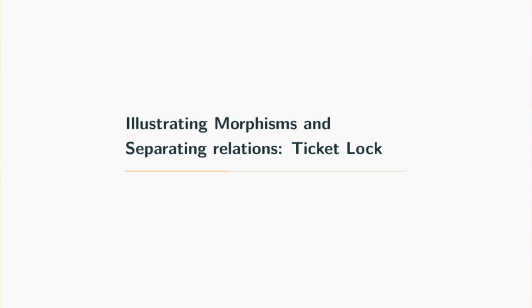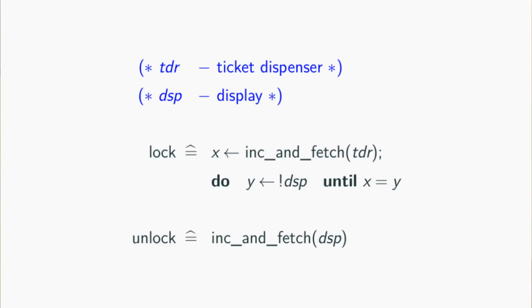Think of a simple example like a lock. There is a method, lock, that acquires the ownership. Say we choose the ticket lock algorithm due to Mellor-Crummey and Scott and inspired by Lamport's bakery algorithm. Ticket lock consists of two shared pointers, the ticket dispenser TDR and the display DSP. The thread that wishes to acquire the lock first atomically increments TDR. The thread then loops until the pointer DSP matches the value read from TDR.